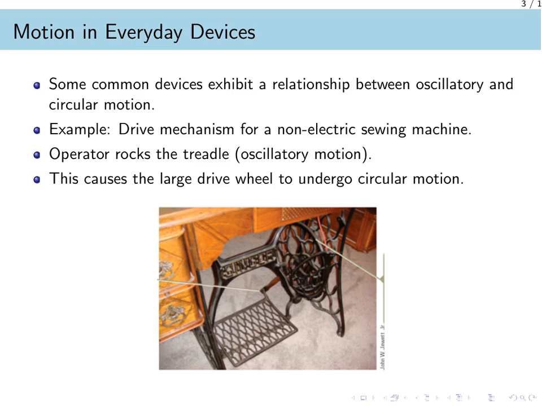This rocking action is transferred to a large drive wheel, which converts that back and forth movement into continuous circular motion. As shown in the image, a drive belt then carries this rotation to the rest of the machine, where it is eventually transformed back into the rapid up and down oscillatory motion of the sewing needle. This practical application illustrates how mechanical systems can seamlessly transition between circular and linear periodic paths to perform work.